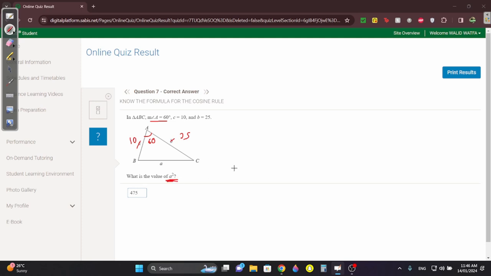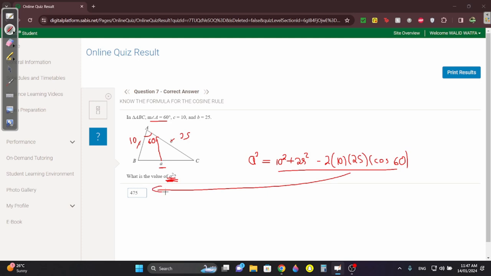Remember, if you're using squared, it means we are using the cosine rule. What is the cosine rule? Start with the side squared, A squared, equals the other two squared plus each other, 10 squared plus 25 squared, minus 2 times those two sides, times cosine of that angle. Since we're talking about side A, it's going to be angle A, so cosine 60. Solve this in a calculator and you're going to get 475 as your A squared. If they ask you for A, it will be radical 475, but here they only want A squared, so you don't put any radical. Just keep the answer you got.